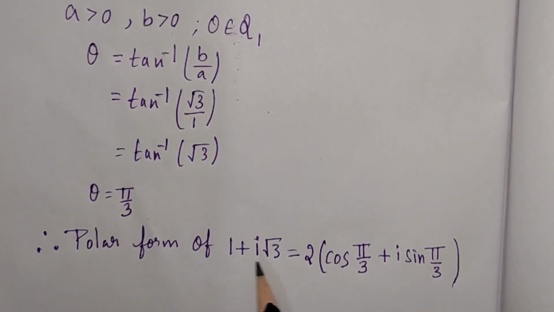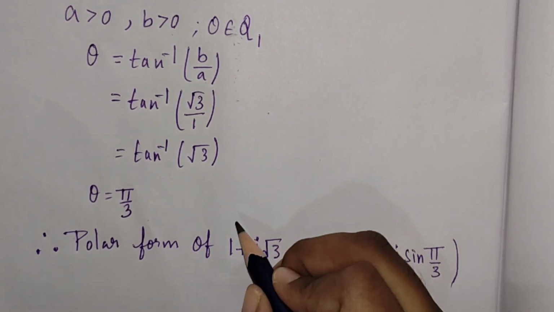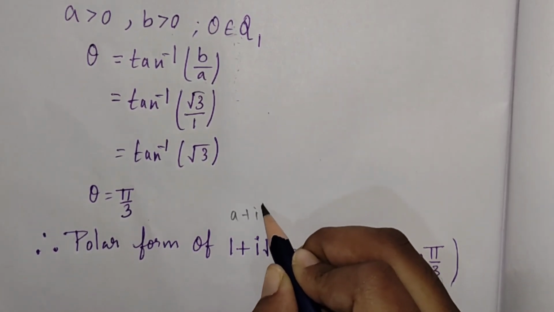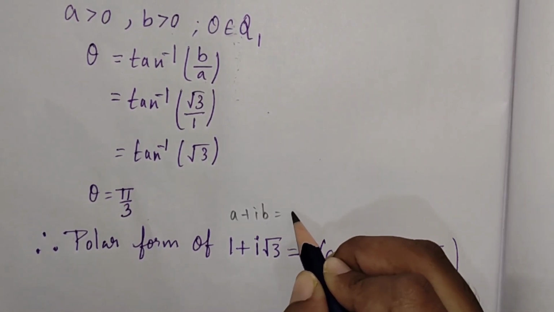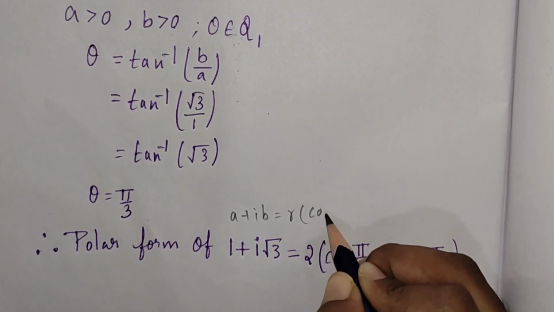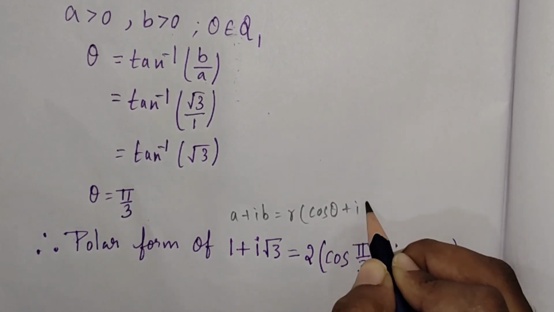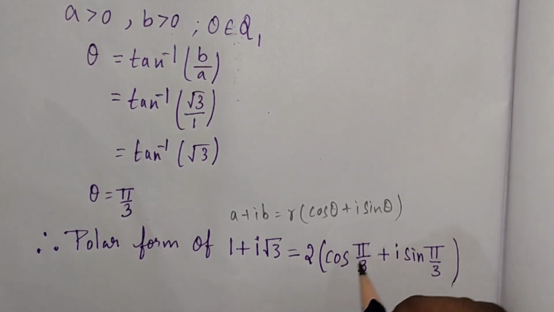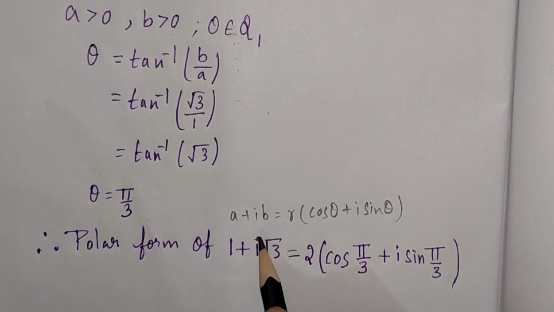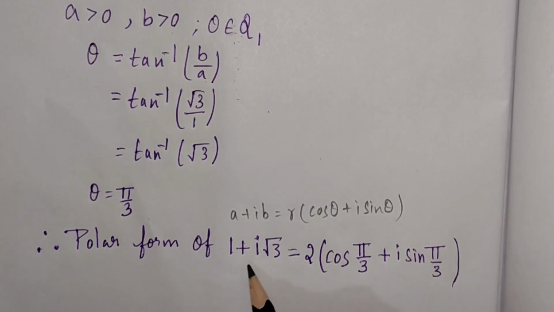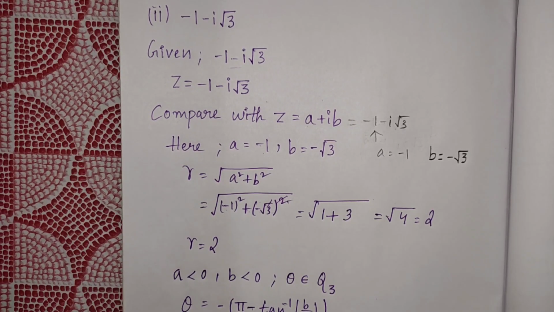At last, step 5, polar form. In polar form, you need to substitute A, B, R, theta values. A plus IB equal to R into cos theta plus I sin theta. So this is a polar form. Now second sub question.